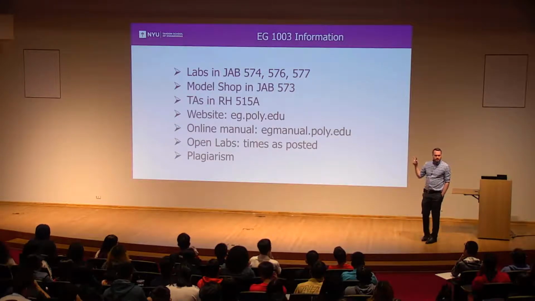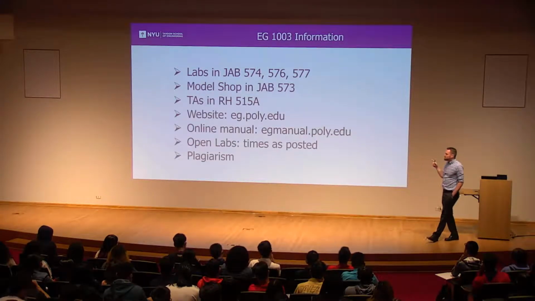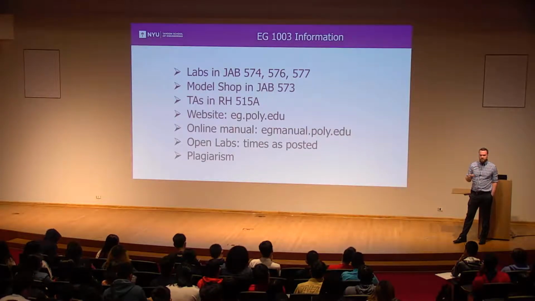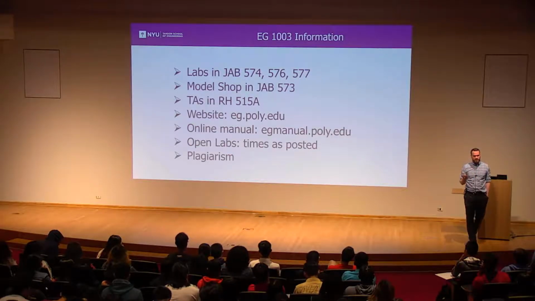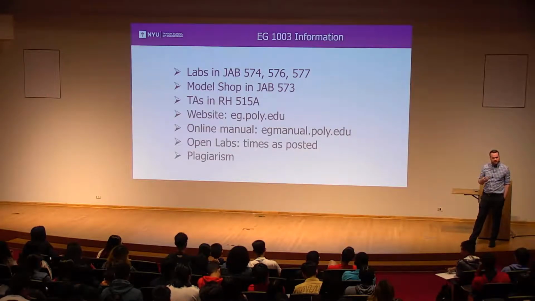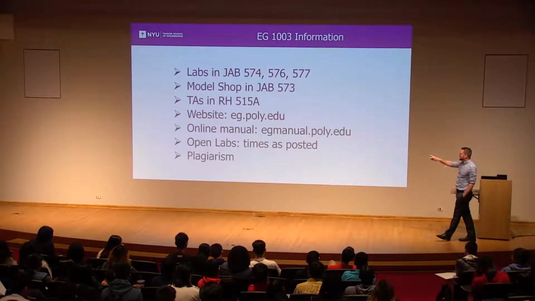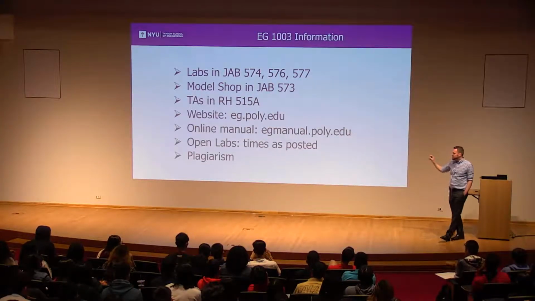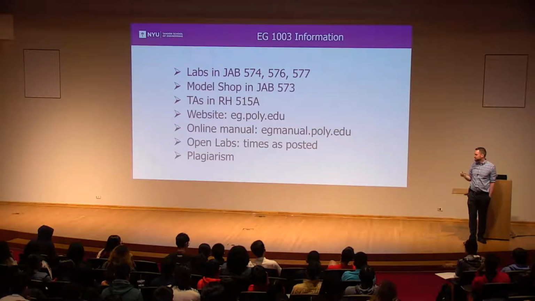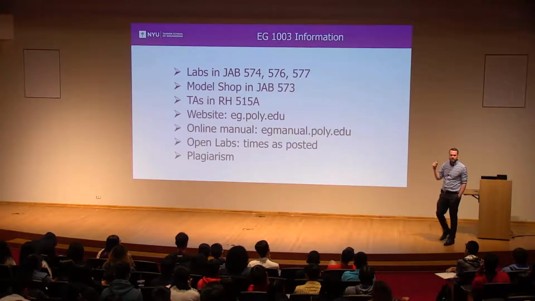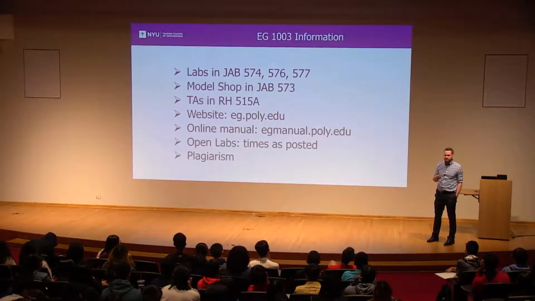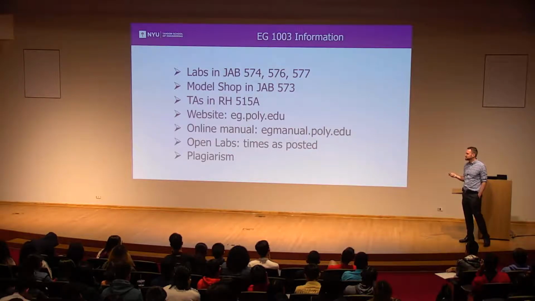TAs are available in Rogers Hall 515A if you ever need to get a hold of someone for something specific about the course. But again, email through your recitation TA is the best way to contact someone and get an immediate response. The website and the lab manual, you've hopefully gone over in recitation and lab, are eg.poly.edu, and that is a typo, it's manual.eg.poly.edu for the online lab manual. The open lab times will be posted. That's when the model shop JAB 573 will be available for you to work on the projects, as well as if you need to do any kind of makeup lab assignments.